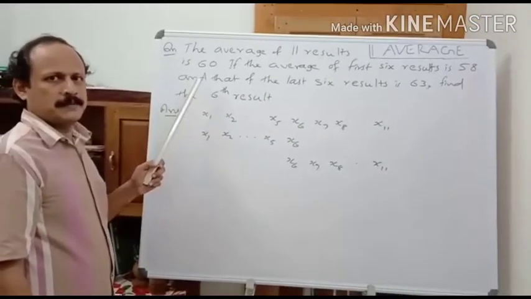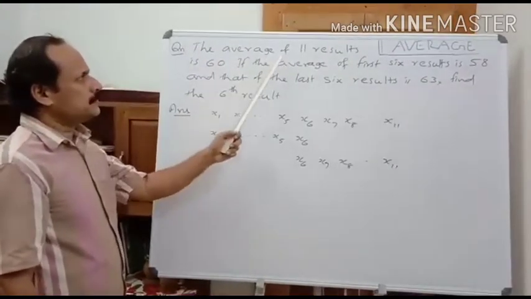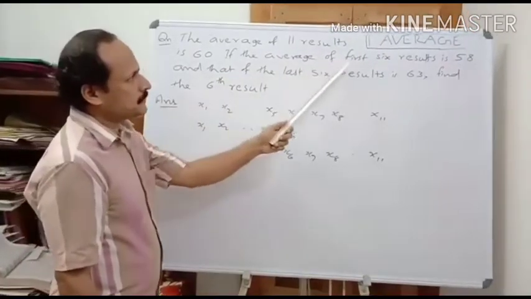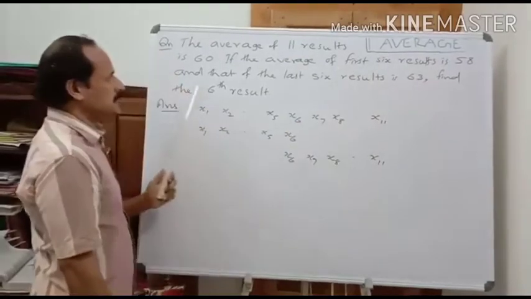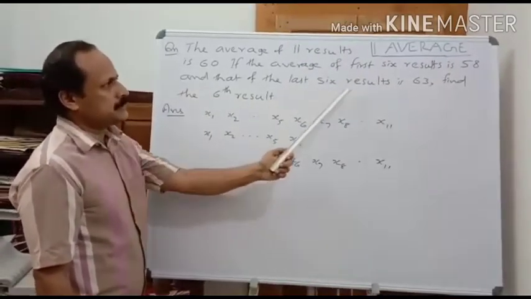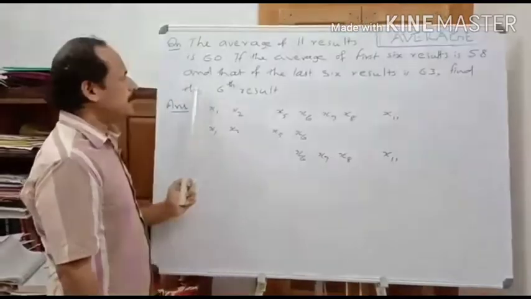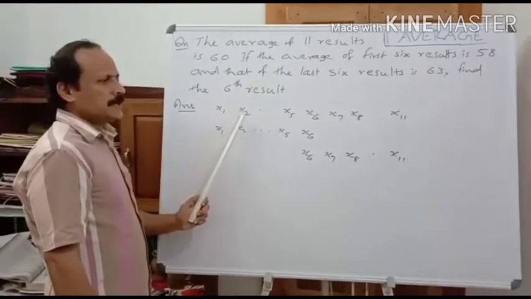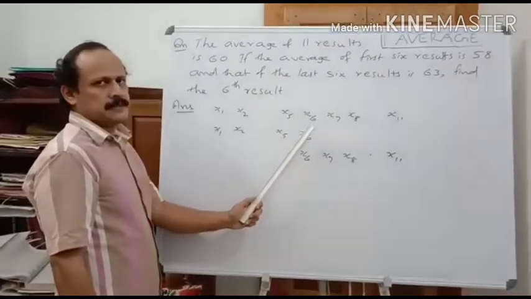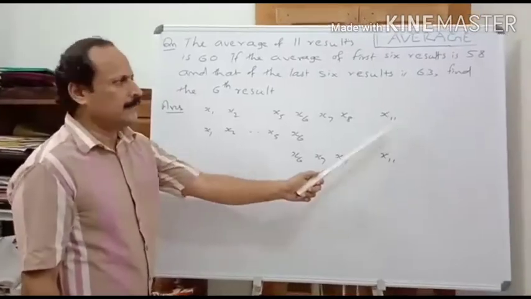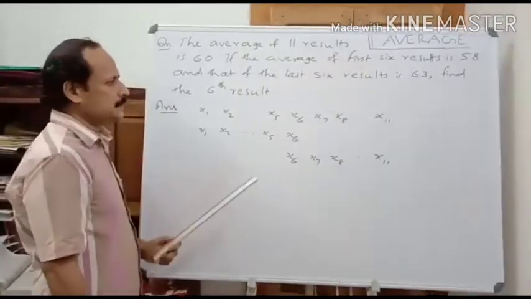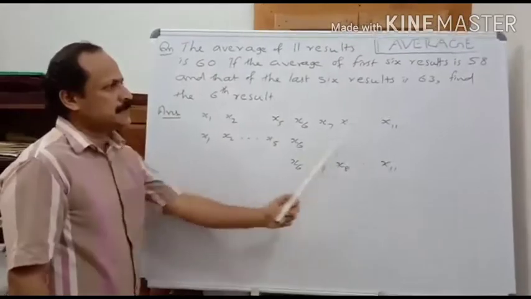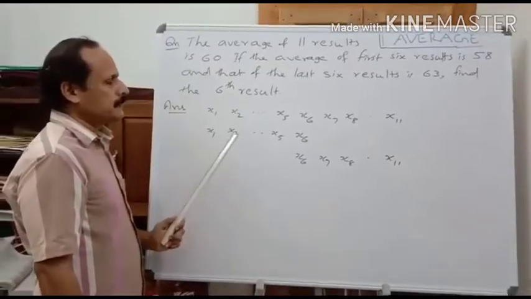A similar question: the average of 11 results is 60. If the average of the first 6 results is 58 and that of the last 6 results is 63, find the 6th result. You have seen that x1, x2, etc., x5, x6, x7, x8, etc., x11 are the 11 results. You are given the average of these 11 results is 60.